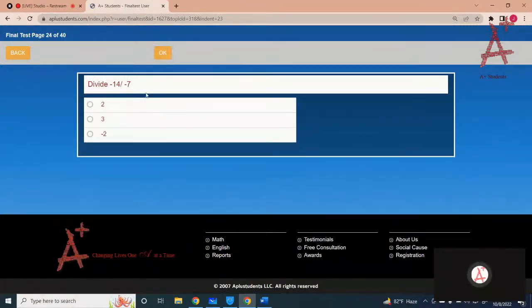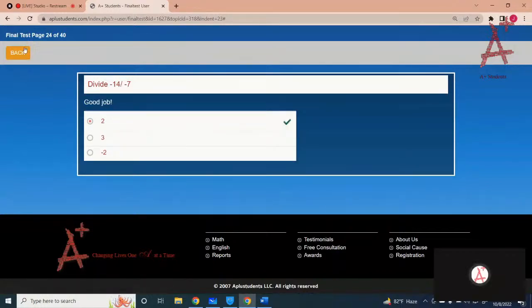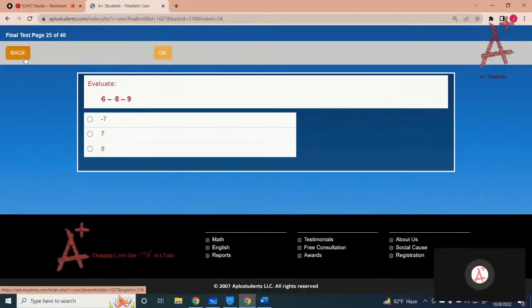Okay, negative 14 divided by negative 7. So you are dividing two numbers with the same sign. Their answer must be positive. So it would be positive too. Got it? Okay, so you can complete the test by yourself later today.